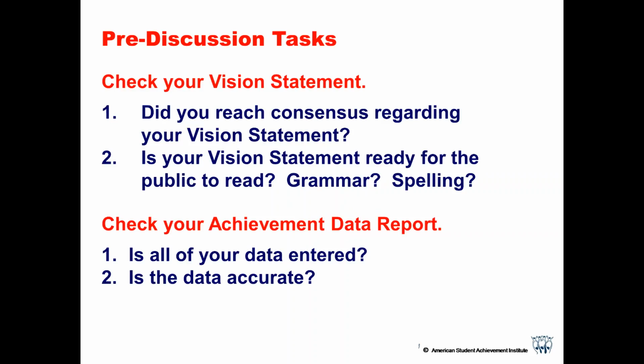So before you get to the discussion, there's a couple of things that you should check. One, is your vision statement the way you want it to be? Is it done? Is it finished? Do you have the data in the final section? So you've looked at your vision statement. The other thing is to check your achievement data report. You can't review the data if you don't have the data in the achievement data report, so that's got to be finished before you can go into the discussion.